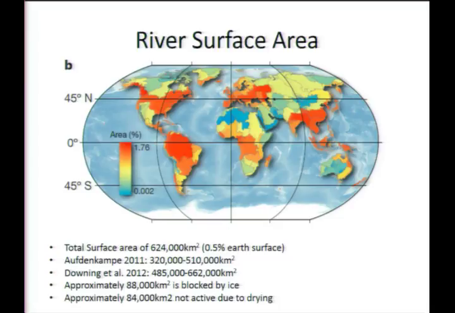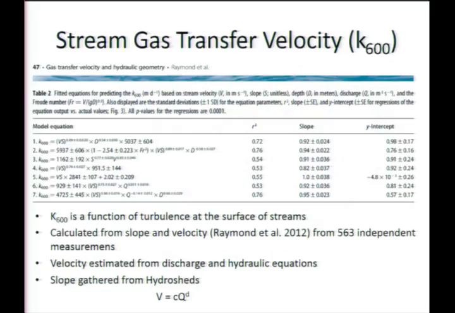And these were some of the other back-of-the-envelope calculations that existed before. So perhaps arguably in the upper end, the community is also trying to figure out how much of this is blocked by ice and how much of this dries up on a regular basis. But again, sort of high surface area in the wetter regions of the world, which is intuitive. And then the last one is gas transfer velocity.